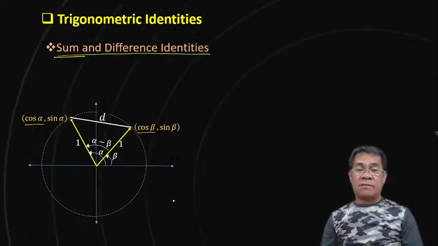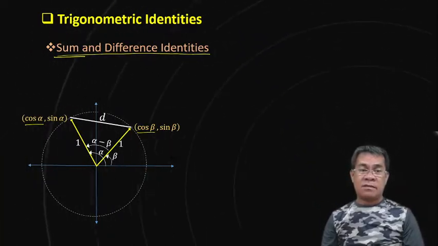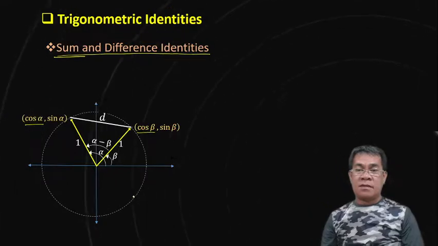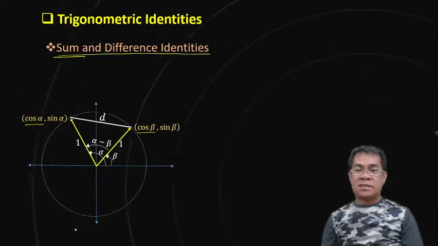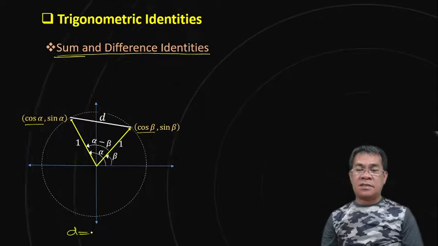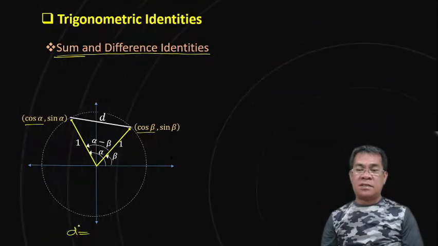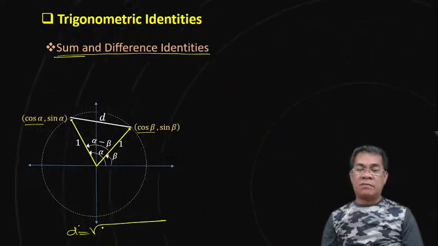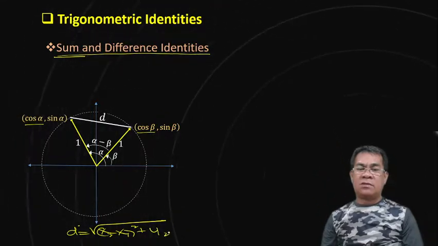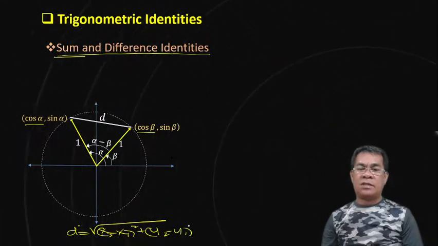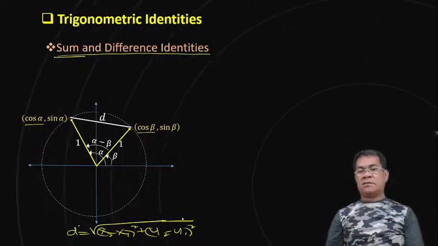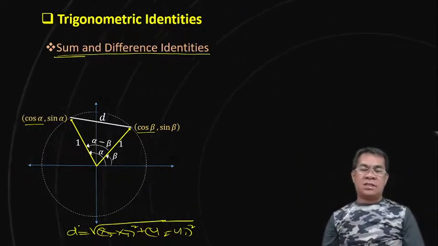So take note that in the previous math, the undirected distance is equivalent to the square root of, given 2 points, x2 minus x1, then square it, then added by y2 minus y1, then square it. That's it. Okay, so this is the distance formula.